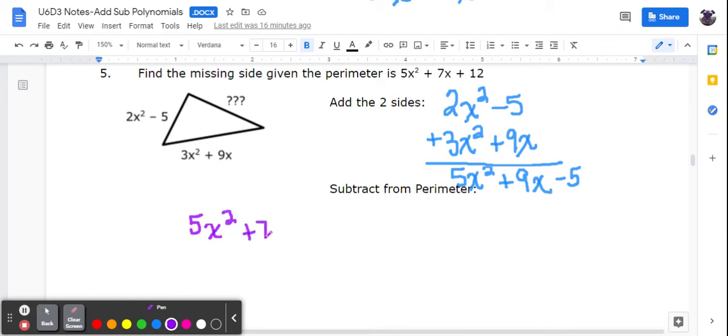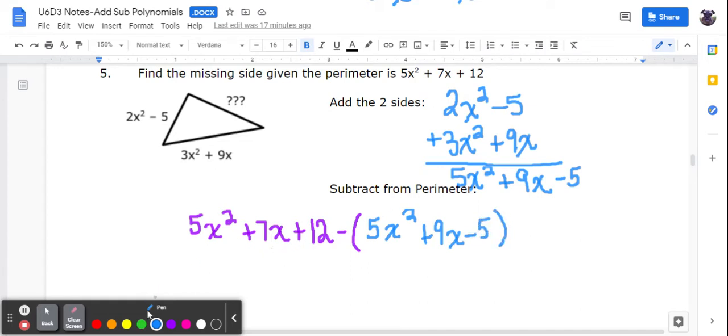Plus 7x plus 12. And we are going to subtract, and here's the important part, put that in parentheses. We're going to subtract the sum of the two sides, which is 5x squared plus 9x minus 5.